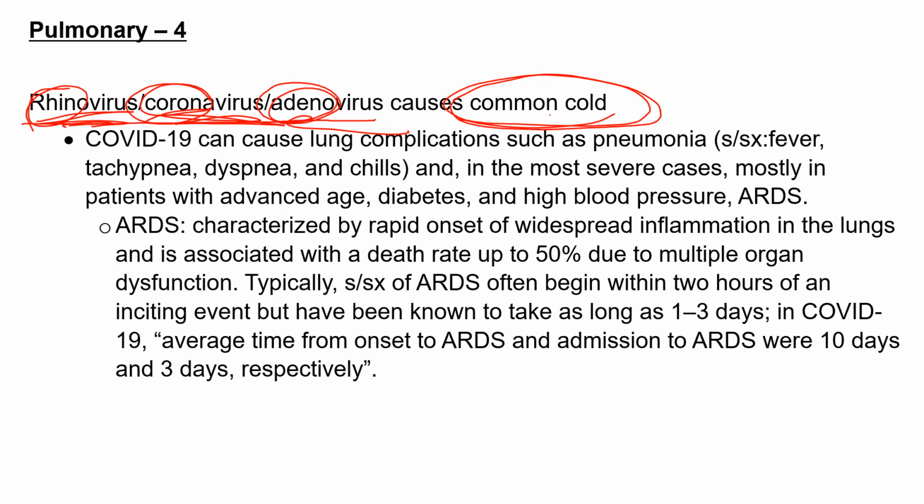A particular variant of coronavirus, there are quite a few variants, one of them, COVID-19, may cause lung complications such as pneumonia. Don't forget the signs and symptoms of pneumonia: fever, tachypnea, fast breathing, dyspnea, difficulty breathing, and chills. And only in the very, very severe cases does it cause ARDS.